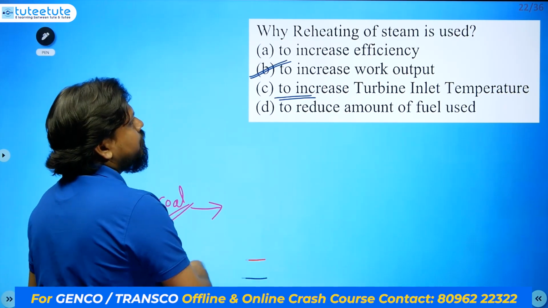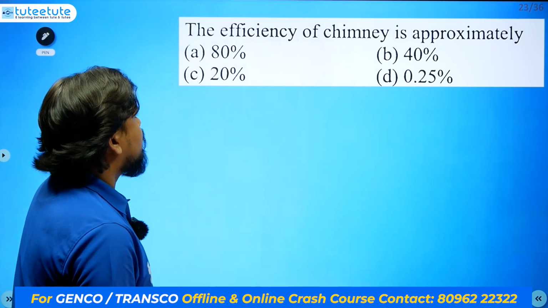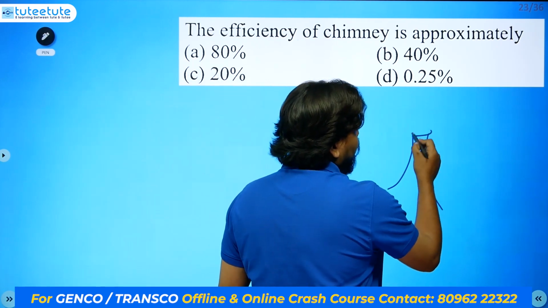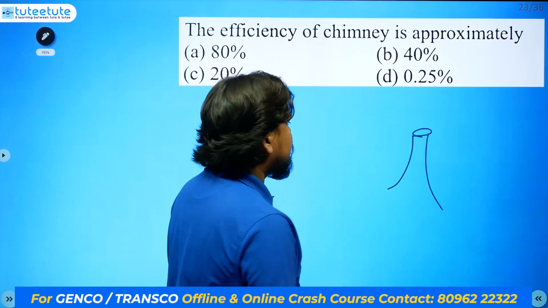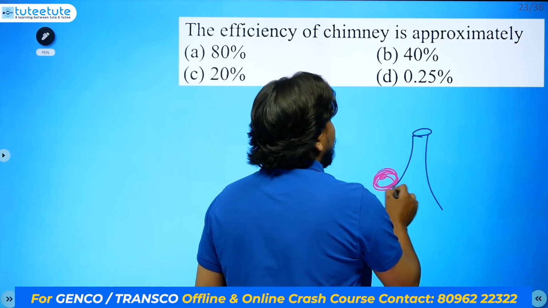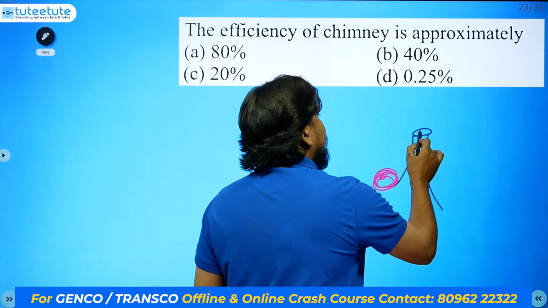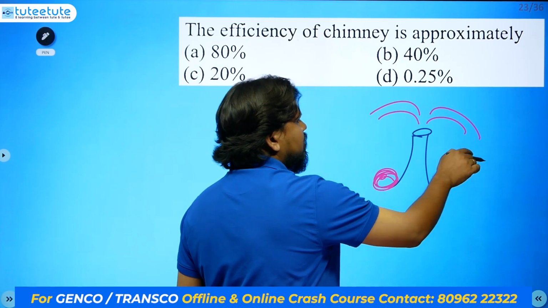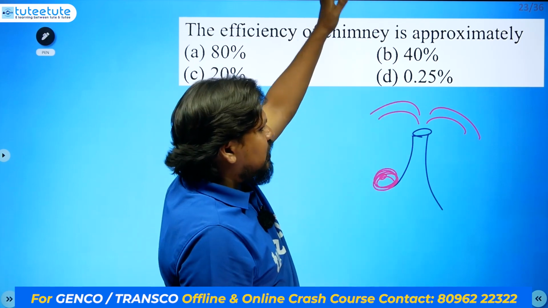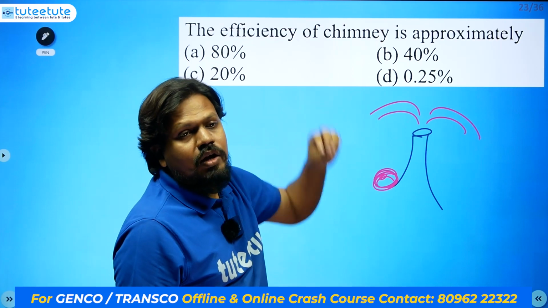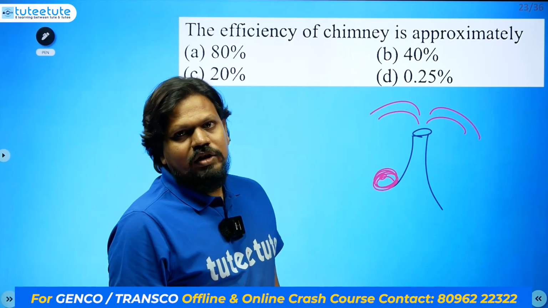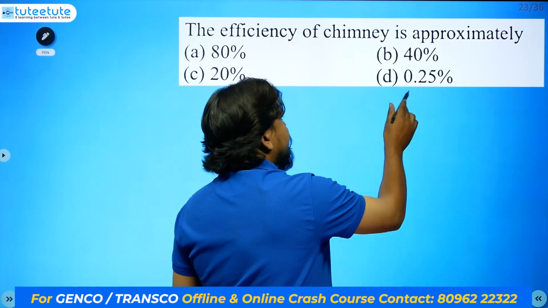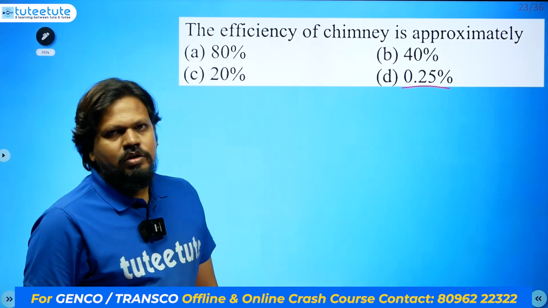Option is B. Next, the efficiency of the chimney is approximately, chimney efficiency they are asking. I don't want to give this question, but I just want to tell. Whenever the chimney is like this, an induced draught fan will be there. Whatever is coming should not be thrown back this side. It has to be thrown towards the atmosphere, and should not come again like this. But whatever we are using in India at present has very less efficiency, near to this. So that is the option.